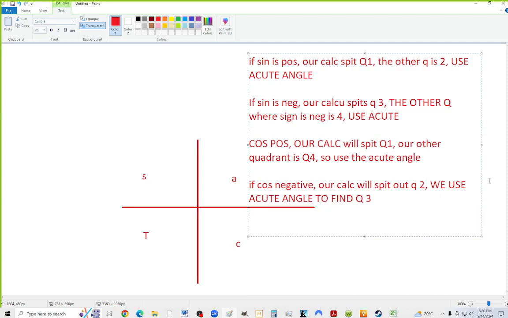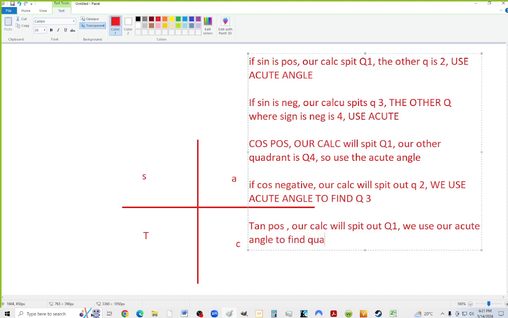All right, finally tan. Where's tan first positive? Quadrant 1. Our calculator will spit out quadrant 1. Where else is it positive? We have to use our acute angle to find quadrant 3. And you have to do it before all the x transformations.